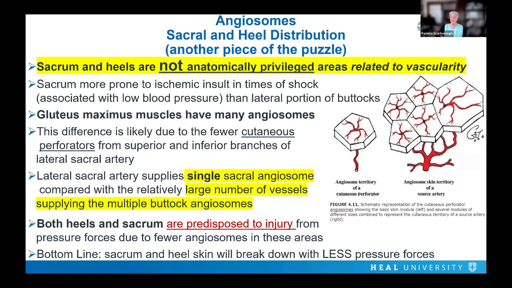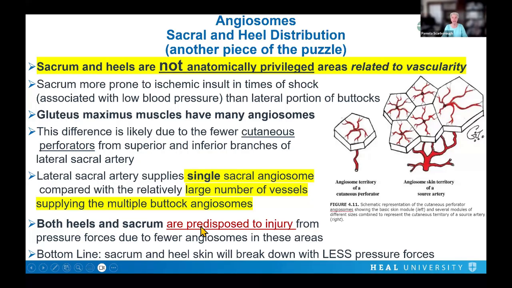This blood flow issue is a pressure injury issue. So the gluteus maximus muscles have many angiosomes on both sides. So we have fewer cutaneous perforators from the superior and inferior branch of the lateral sacral artery. Now, I know I'm getting deep into anatomy. Just understand that we can barely prevent these things in many people because we don't have good blood flow to these two areas where we frequently get pressure injuries. And we don't understand that we don't have good blood flow here. And so we're not taking care of these areas well enough because of our lack of understanding. So that single sacral angiosome is important for why we acquire pressure injuries on the sacrum so frequently.